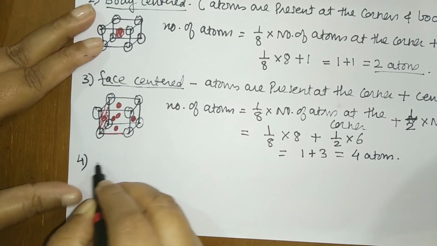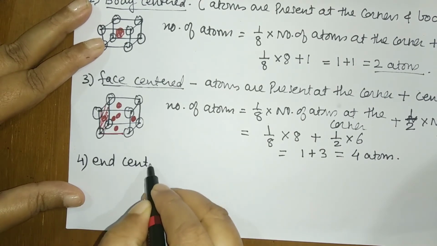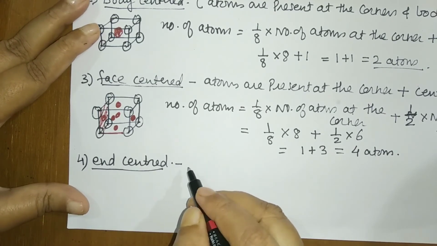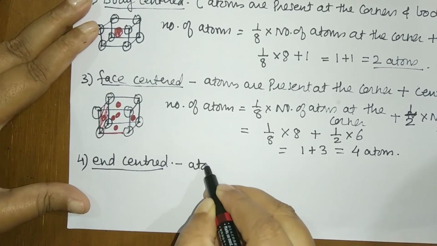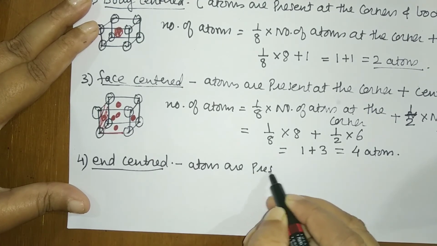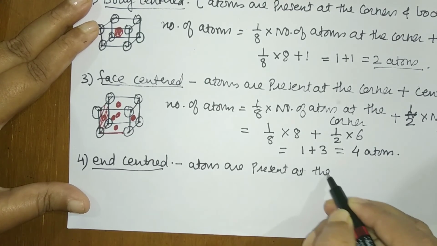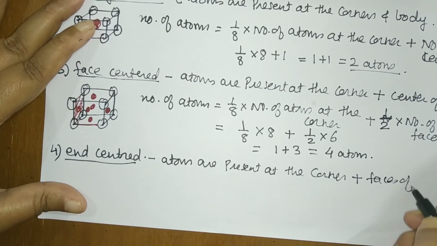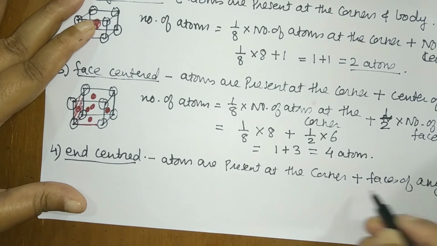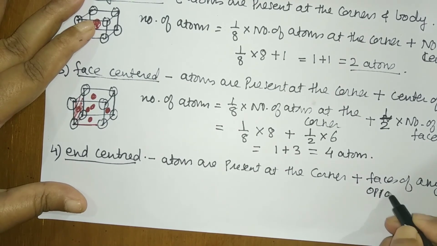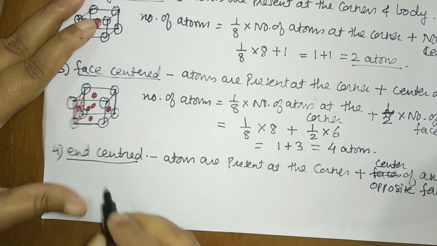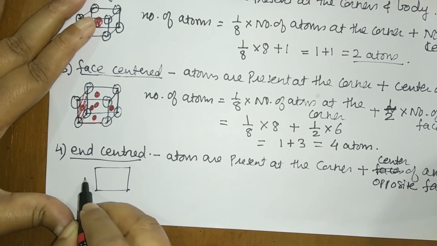Let us come to the last one, that is end-centered. You can do this, students, simultaneously because it is easy. What happens in end-centered, students? Here the atoms are present at the corners plus at the center of any 2 opposite faces. So what will be the structure? Structure will be like this.